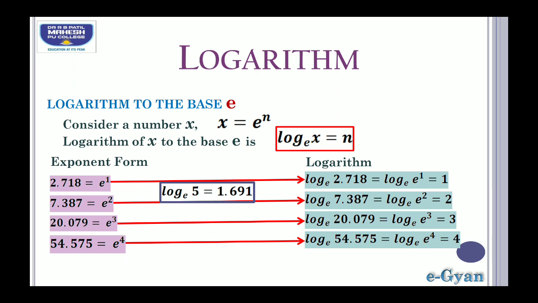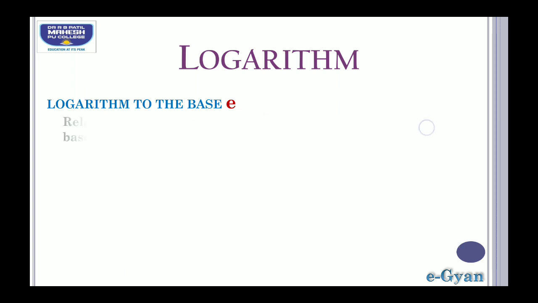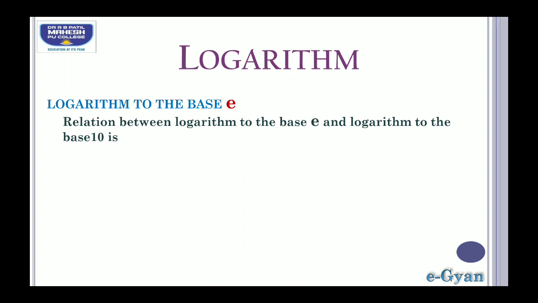So therefore its log to the base e should be between 1 and 2, hence it is 1.691. Similarly, log of 10 to the base e is equal to 2.303. Log of 40 to the base e is equal to 3.69, and so on. So we have to calculate the log to the base e using log to the base 10.